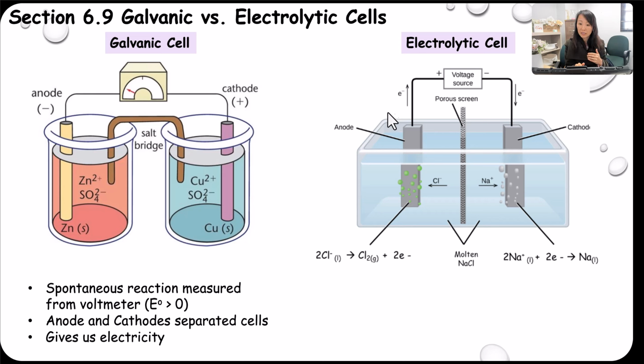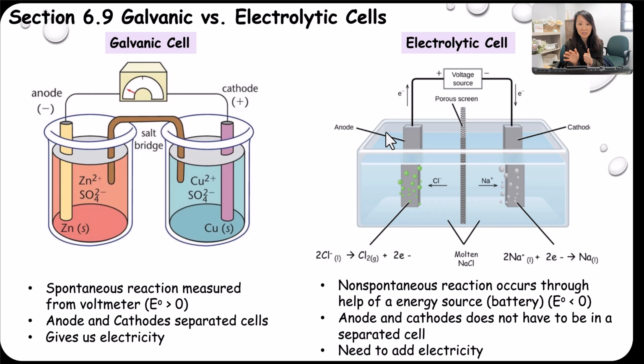On the electrolytic cell side, however, this side is not spontaneous, meaning electrons moving from the anode to the cathode, though the travel is the same, requires some kind of energy, or in this case, the help of a battery. The anode and cathode do not have to be in separate cell containers. They could be in one cell. Also, this does not give us electricity, but you need to add electricity in order for this to occur.